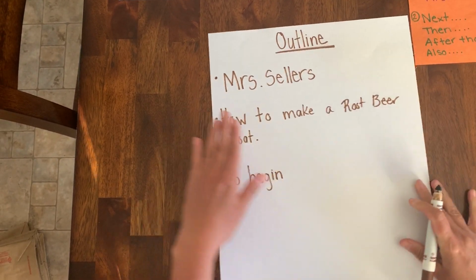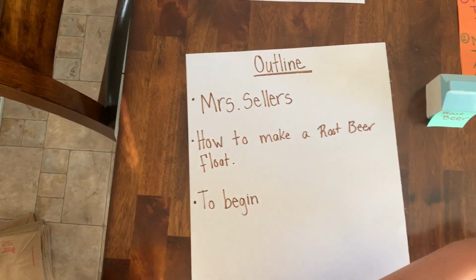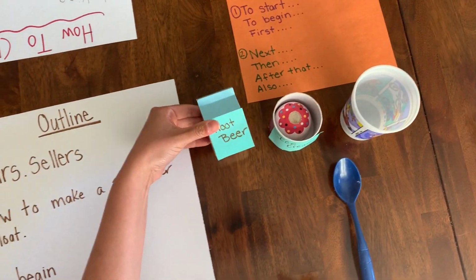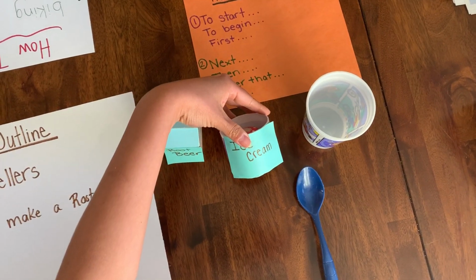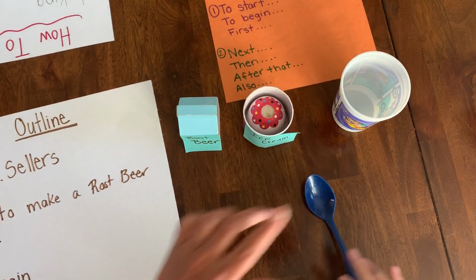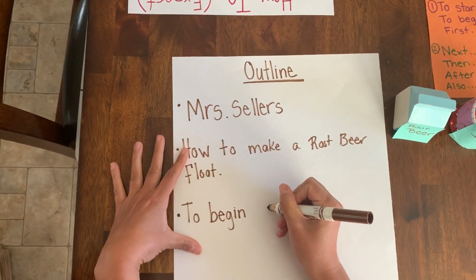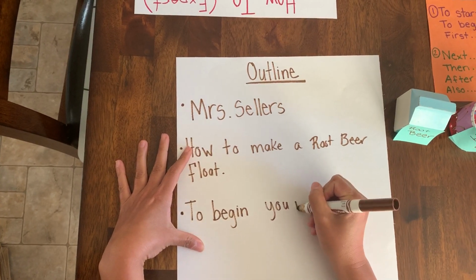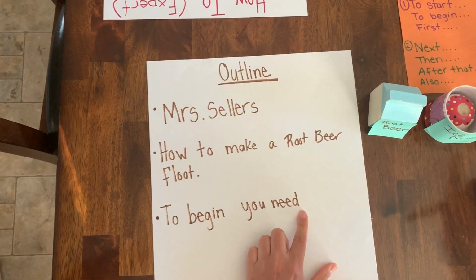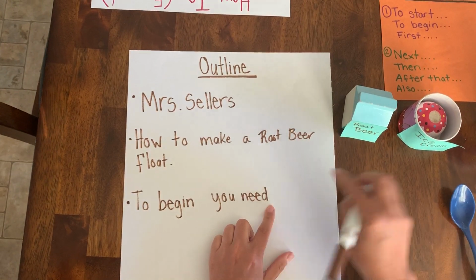And I need to think. Mine is about root beer floats. And here are my pretend root beer float materials. So I know when I start this, I need root beer, I need vanilla ice cream, I need an ice cream scooper, and I need a cup. So for me, I need to tell my listeners and my readers to begin, you need, and then again, this is the best part of this activity. You can either draw what you are going to need or you can write them. So it's your choice. For me, I think I'm just going to write them really quick.